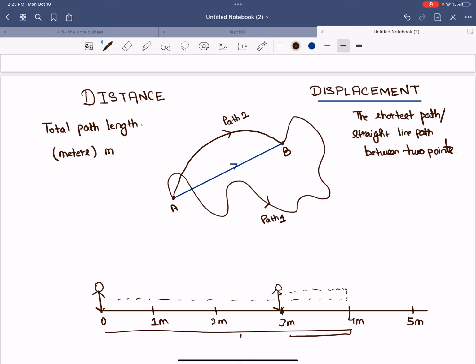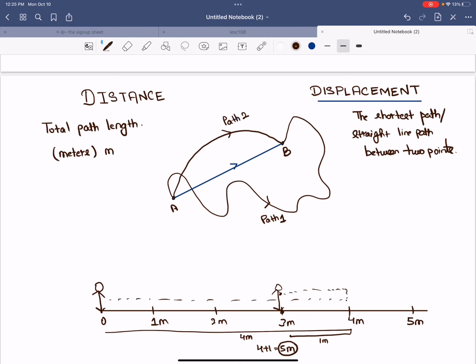So you went 0 to 4 and then back to 3. You covered 4 meters while going from 0 to 4, and then you came back 1 meter. So that makes the total distance 4 plus 1, which is 5 meters. So if I ask you how much distance you covered, 5 meters, because that's how much you walked.